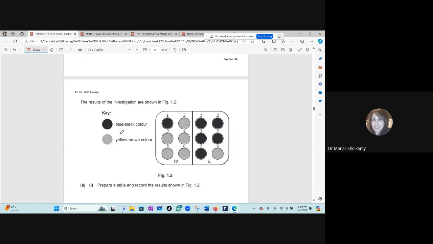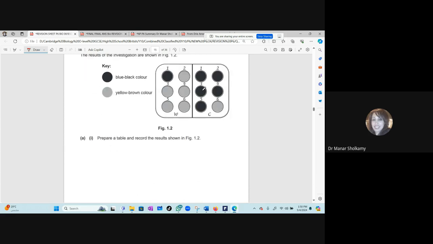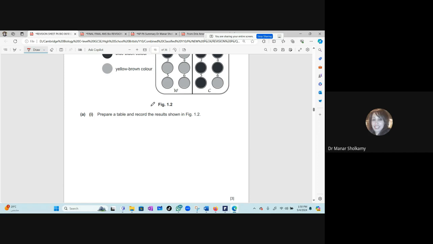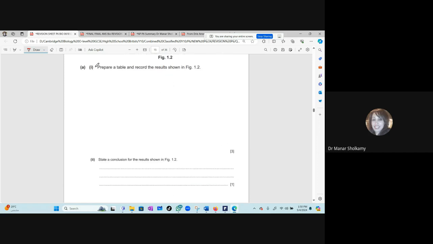Now, they will tell you here, and they gave you the colors. So they gave you the results. Prepare a table, and this table was out of 3 marks. Prepare a table and record the results. A lot of you already solved this exam, and they had a lot of problems with the table. I don't know why. Now, when you are confused concerning a table, ask yourself, what is the independent variable?